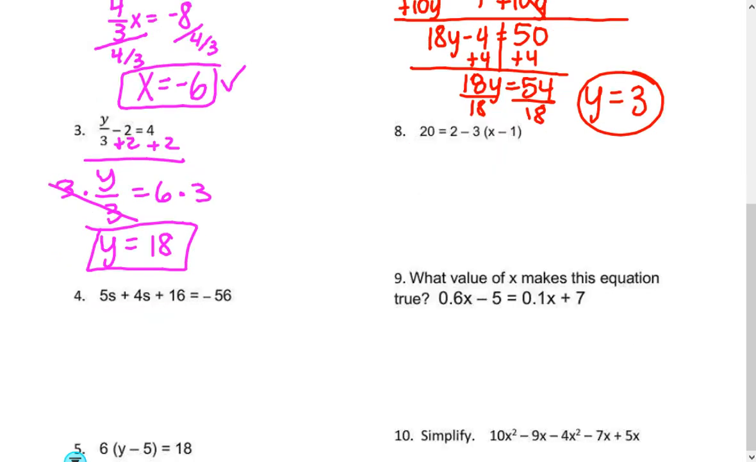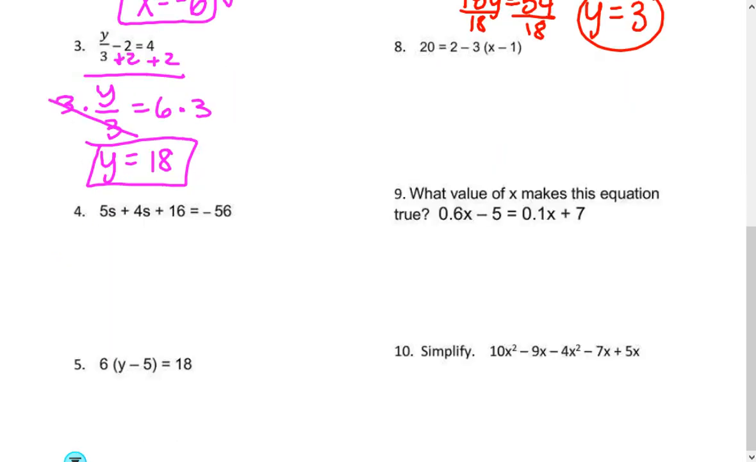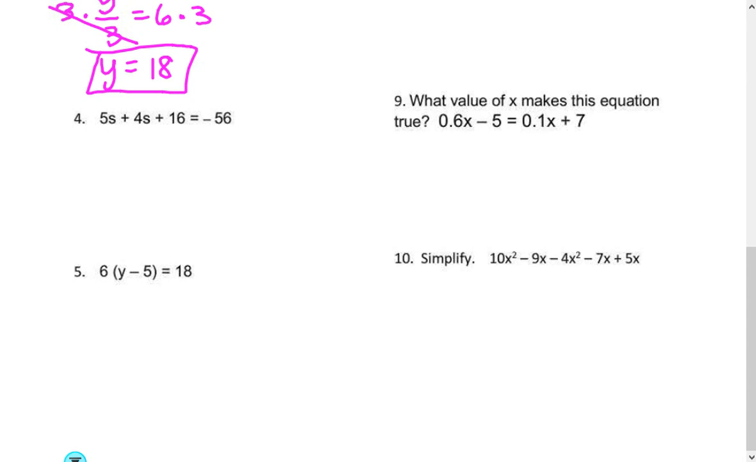Okay, let's scoot down here. Those are pretty fine. Y'all are going to be fine on number 9. Alright, simplify. Let's do that one. Remember, simplify just means to combine like terms. So I have some x squareds there, some x squareds there. +10 and -4 will add to 6x squared.